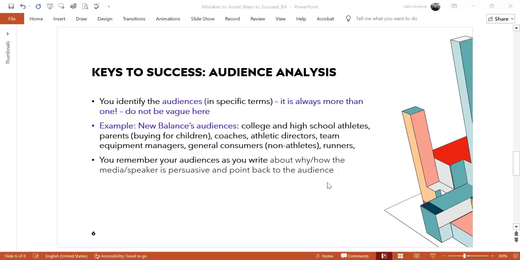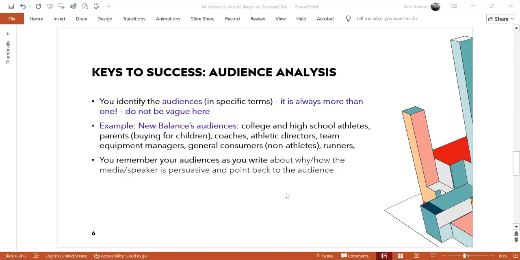Parents buy for their children that are into sports, or just buy for their children in general for shoes to wear to school. Coaches, athletic directors, and team equipment managers of sports teams, they're making decisions. They would be somebody New Balance would market to. And then general consumers and runners, there are a couple there. Okay, the point is you want to have more than one and be very, very specific when you name your audiences.